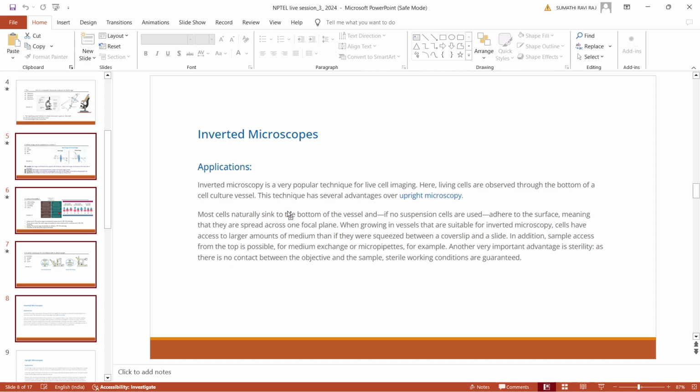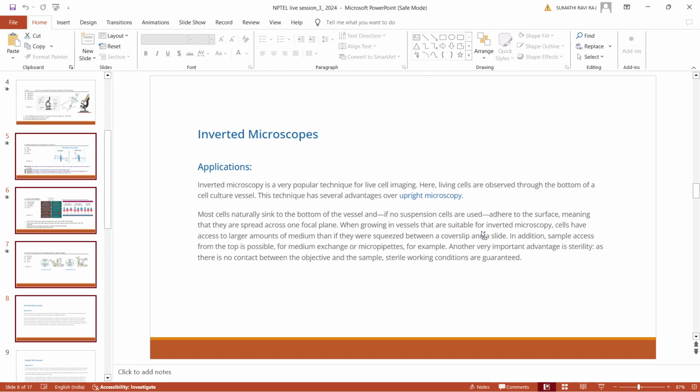Most cells naturally sink to the bottom of the vessel, whether they are adherent or semi-adherent. If suspension cells are used, suspension cells will usually float, so you have to fix them. But if they're adherent and semi-adherent, they will settle down to your surface and adhere to it. So that time it's easy for your inverted microscope to check them in your media.